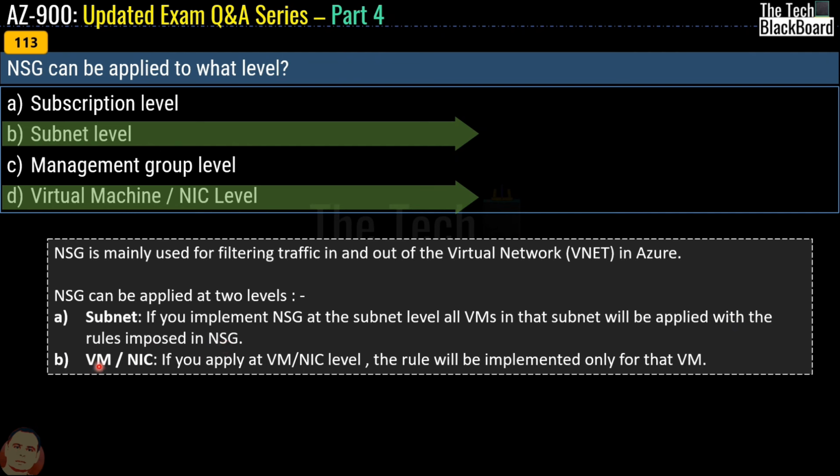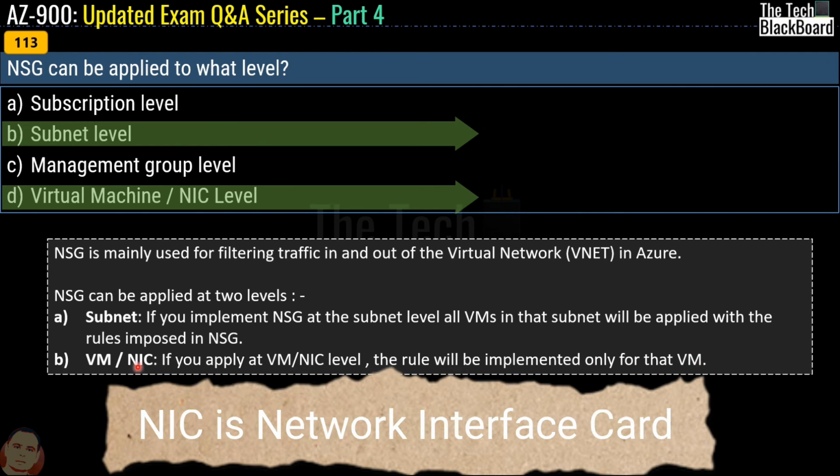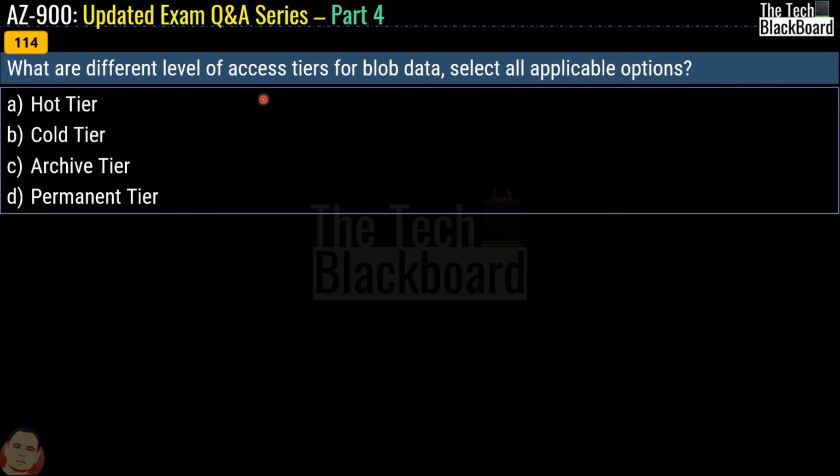And then we have the virtual machine or NIC level. And if you apply the NSG at virtual machine or NIC level, the rule will be implemented only for that virtual machine. By the way, if you don't know, NIC means Network Interface Card. Now let's move to question number 114.